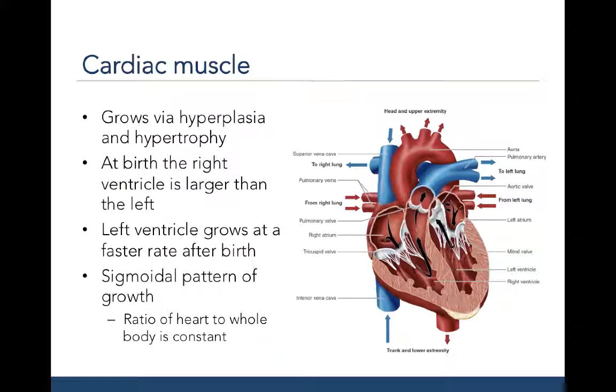In addition to skeletal muscle, cardiac muscle also changes across development. Similar to skeletal muscle, cardiac muscle grows as a result of hyperplasia and hypertrophy. At birth, the right ventricle is larger than the left, but the left ventricle grows at a faster rate after birth. Overall, cardiac muscle follows the same sigmoidal or S-shaped pattern of growth observed for total body weight because the ratio of the heart to whole body size is constant.